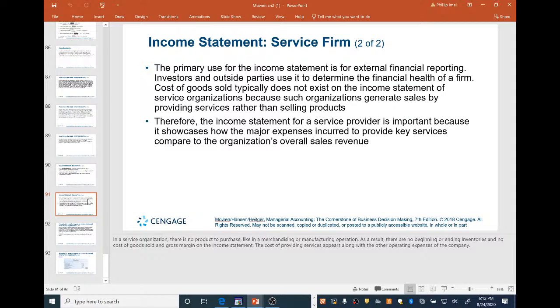Therefore, the income statement for a service provider is important because it showcases how the major expenses incurred to provide key services compare to the organization's overall sales revenue. So pretty much, like I said, they're more concerned with the sales revenue and then basing it on how they perform their services and how they deliver their services, as opposed to how they produce them and then sell and deliver them. Main difference there.